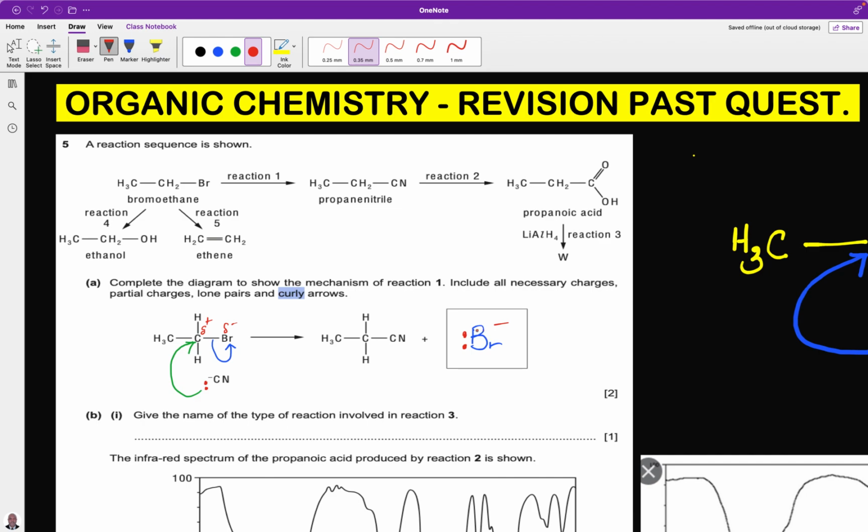You can show your bromine with a lone pair of electrons and show that it's an ion. You can show the charges on the carbon-bromine bond. Then you show the movement of a lone pair of electrons from the cyanide to the central partial positive carbon, and then I think everything will be okay. We have altogether 2 marks for that. B1.